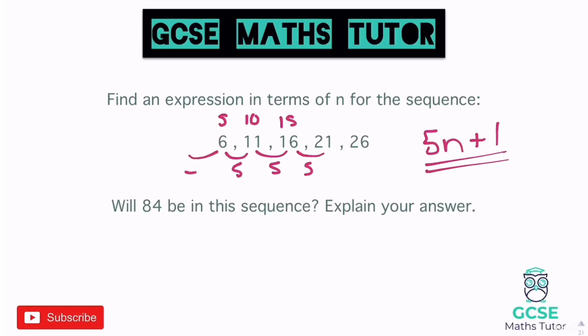We could have gone back 5, which would have given us the number 1, which is a positive one, and that's just another way that we could have a look at it. Now it says, will 84 be in this sequence, explain your answer. Now, there's two different ways of doing this.